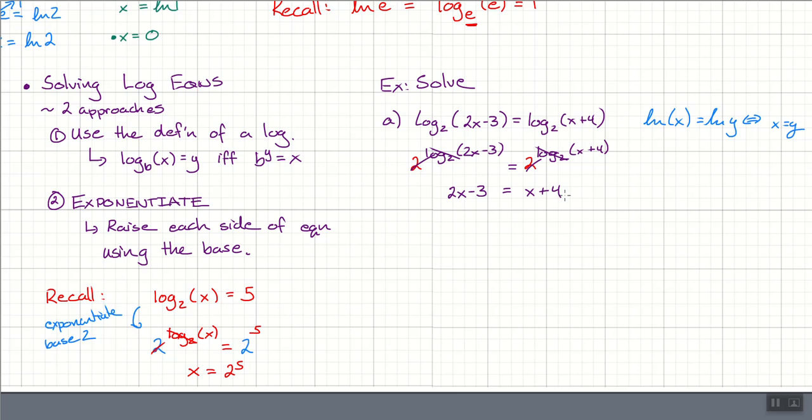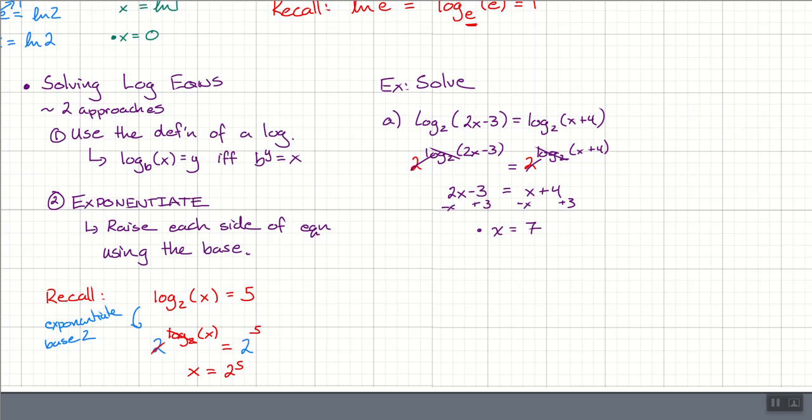Cool. We have taken what seems like a hard problem and boiled it down into something that's so much more manageable. I'm going to subtract an x from each side and simultaneously add a 3 to each side, and we wind up with x equals 7. And we have it.